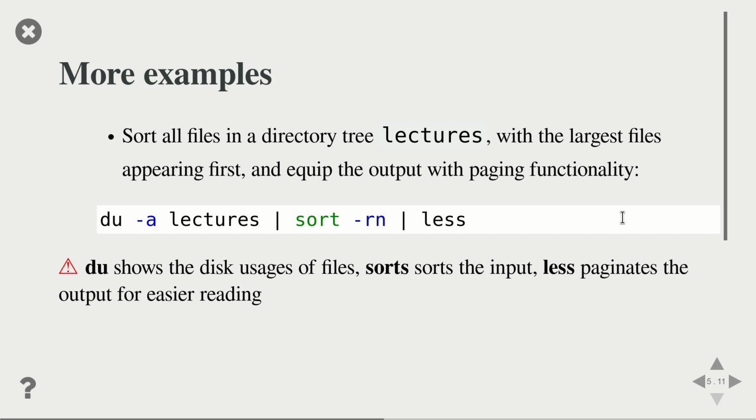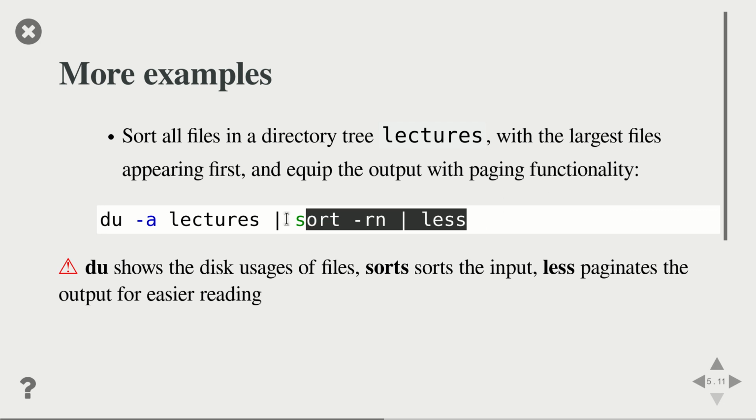Then I use the sort command to sort the lines in reverse mode and numerical. It's just these options that you can look up. And then I pipe that output to the less command, which gives me a nice paging.